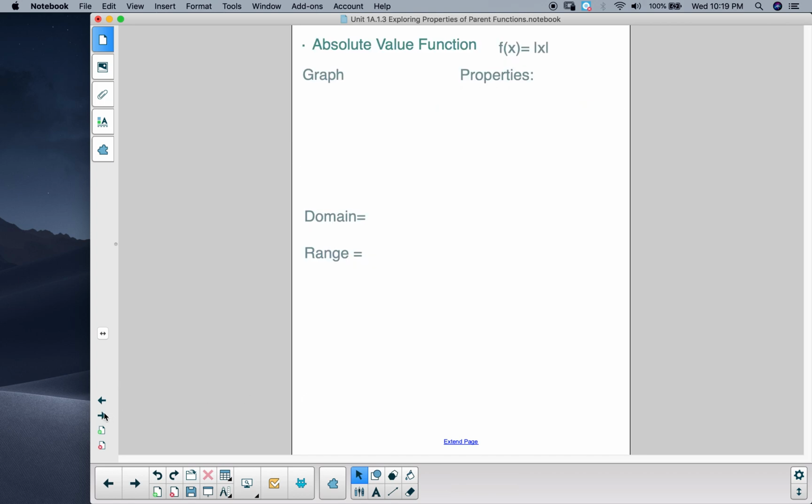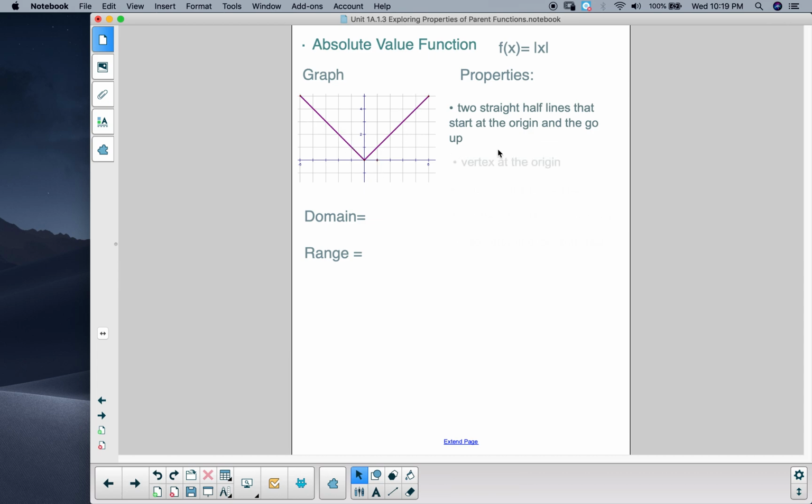The next function we are looking at is the parent function of the absolute value function, f of x equals absolute value of x. It has a distinct shape here. It looks like a V-shaped graph. The properties are that you see two straight half lines that start at the origin and go up. It also has a vertex, which is right here at the origin, (0, 0). And the y value is a minimum. In this particular case, the lowest y can go is 0. It can't go any lower than that.